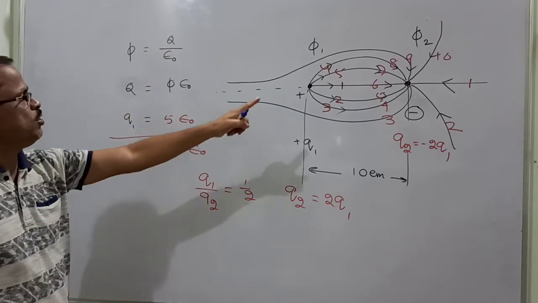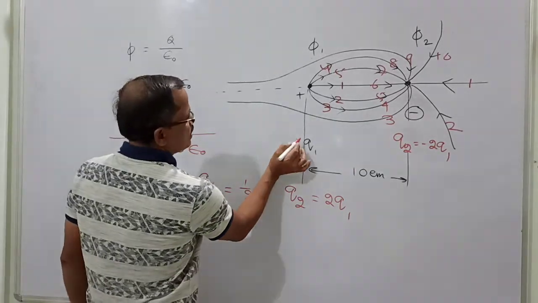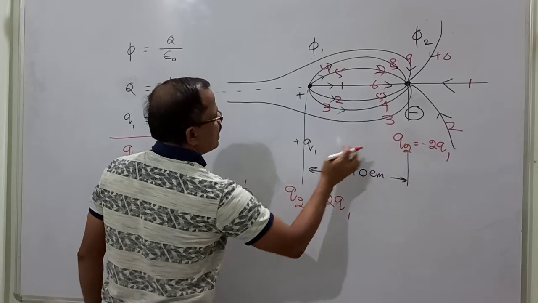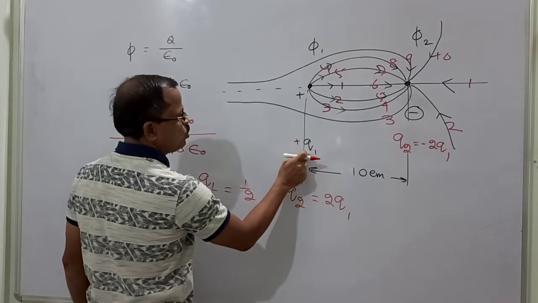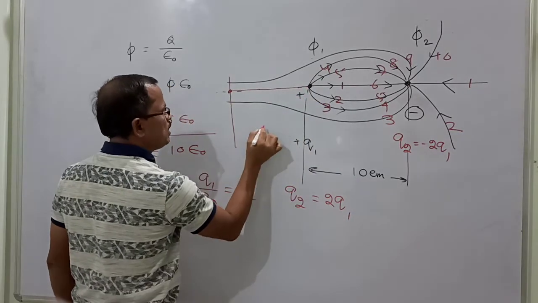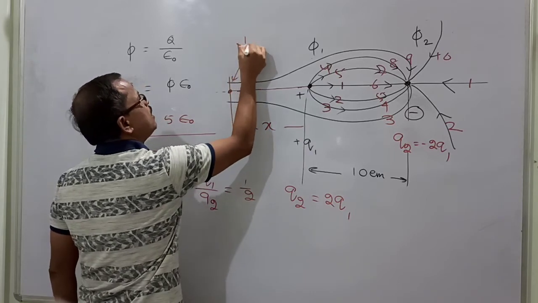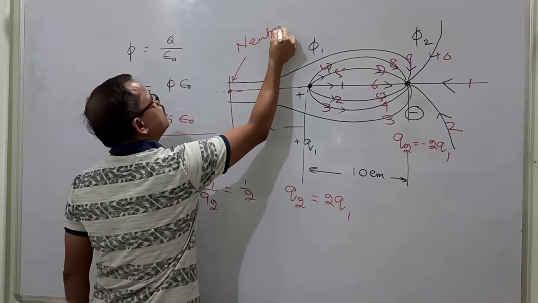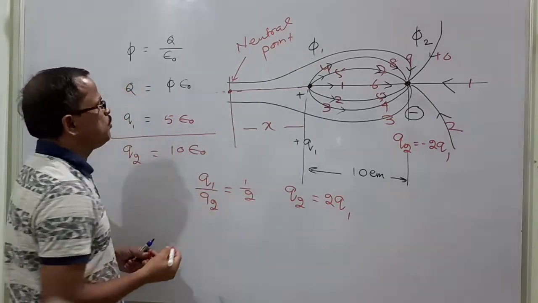Now I have counted the number of lines of force. Again I told you already, if the charges are different, the neutral point will be near the smaller charge. So now Q1 is less, so the neutral point will be somewhere here. Somewhere here means what distance? Let this be x, and this point is the neutral point. Then how to calculate the neutral point x?